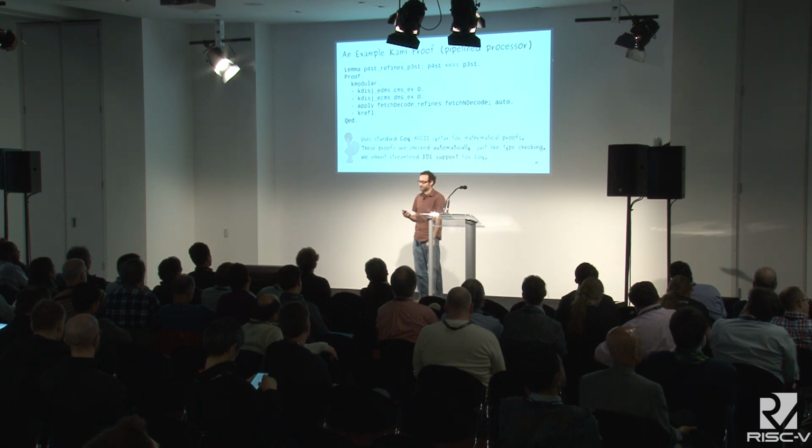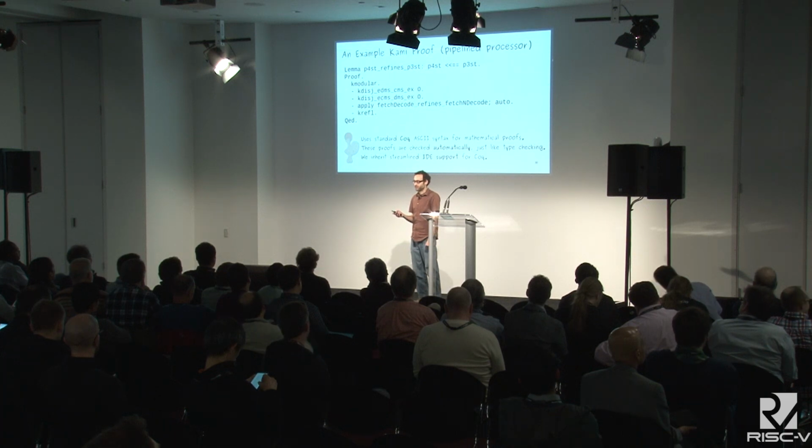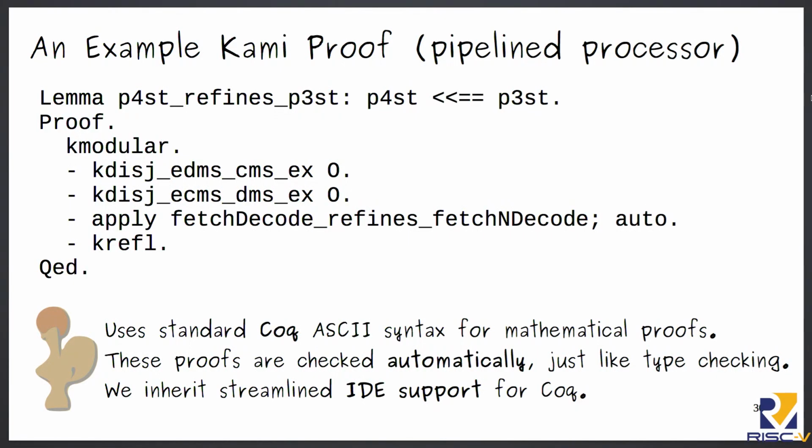So here's an example of some actual source code from one of our case studies. In this case, it's proving correctness of a processor which has 4 pipeline stages, and we say it's correct because it's giving the same behaviors as a processor that has only 3 pipeline stages. So the more optimized one is P4ST, and the reference implementation we're comparing against is P3ST, and we use the little less than equal for refinement, meaning behaviors of the first one can be mimicked by the second one.